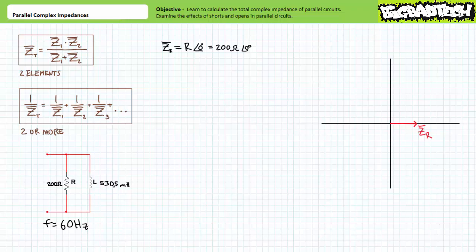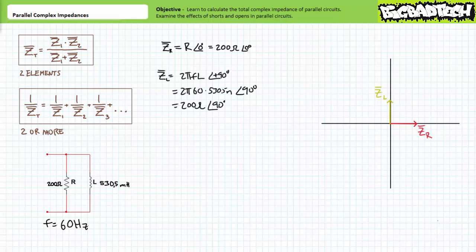You don't need a formula to calculate resistive complex impedance. All you do is take the resistance value and stick an angle of 0 degrees behind it and call it good. Illustrated on the impedance diagram, the resistor has a magnitude of 200 ohms and is pointed entirely in the real horizontal positive x direction.